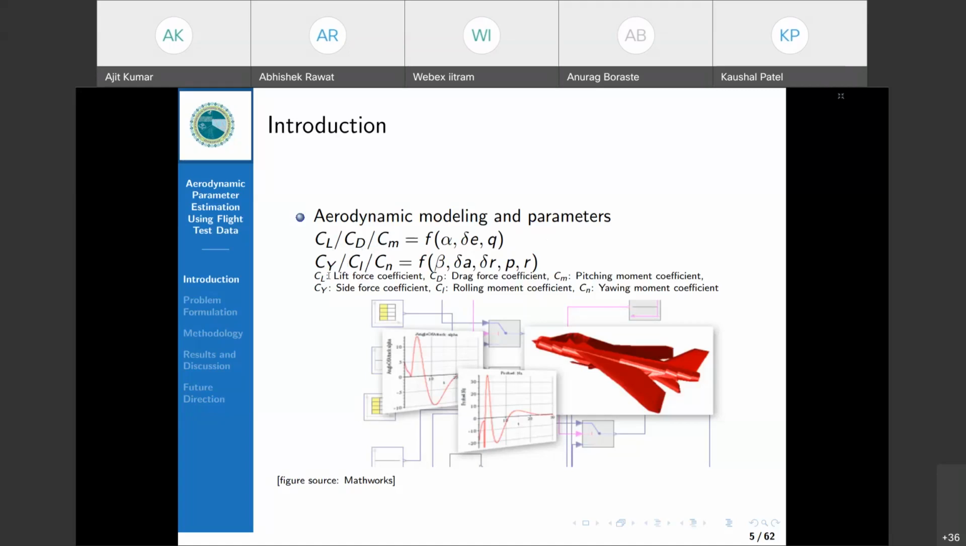And in the lateral directional part, we have CL, CY, and CN. They are functions of sideslip angle, aileron, rudder, P and R. So they also have the standard meaning. So for example, CY is your side force coefficient, CL is your rolling moment coefficient, and CN is your yawing moment coefficient. So we will see in detail, just to give you the introduction, what we refer to when I say aerodynamic parameters.